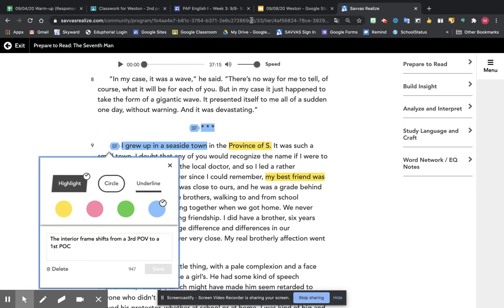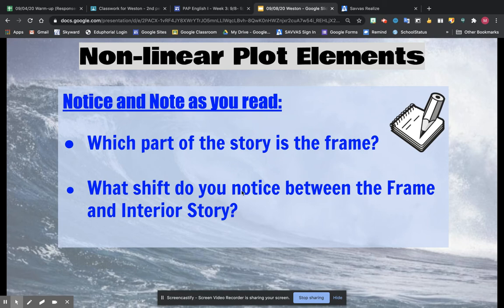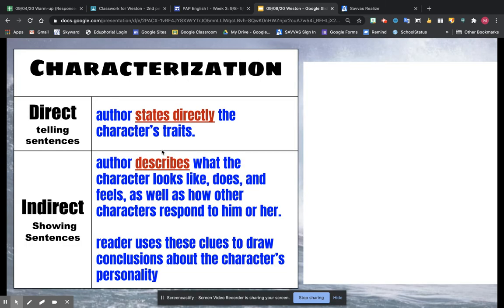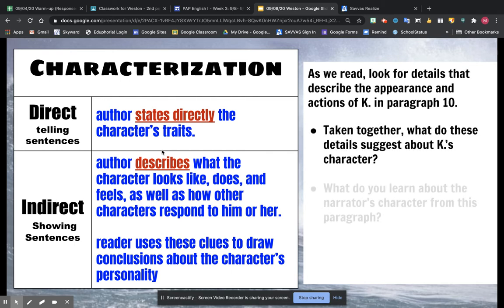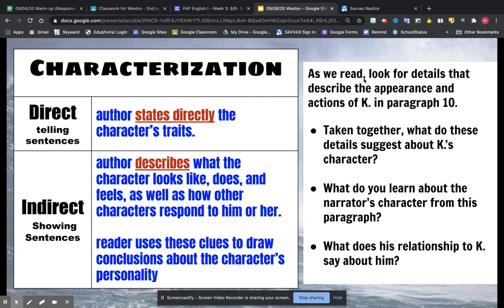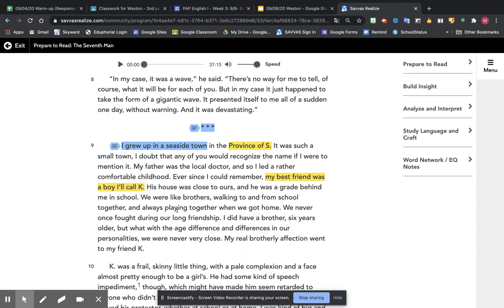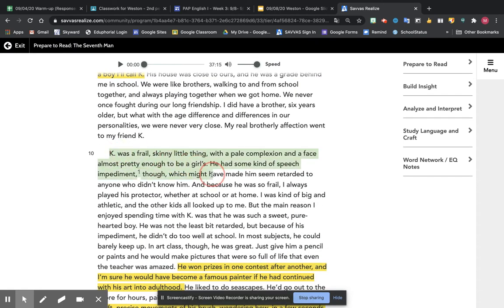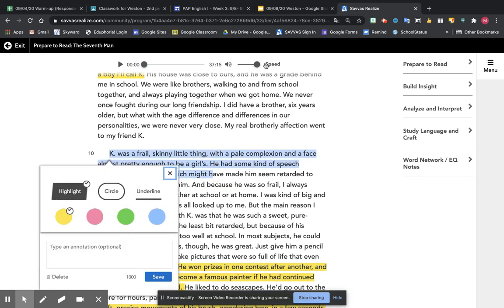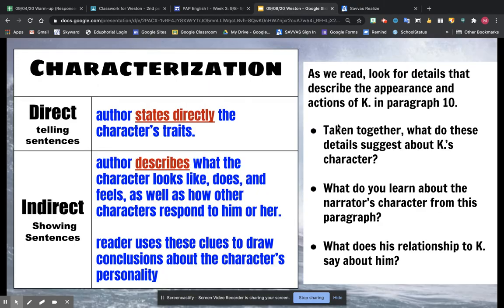So this is what I'm asking you to do. There are some additional questions and annotations. Anywhere you see notice and note, I'm asking you to go in those specific sections and take notes there. We went over direct and indirect characterization. Then you're asked, as we read, to look at the details describing the appearance and actions of K in paragraph 10. Taken together, what do these details suggest about K? So I'm expecting you to go to paragraph 10, and then wherever you highlight or take notes, take notes that answer these questions in the Google Slides. So these are your additional annotations.